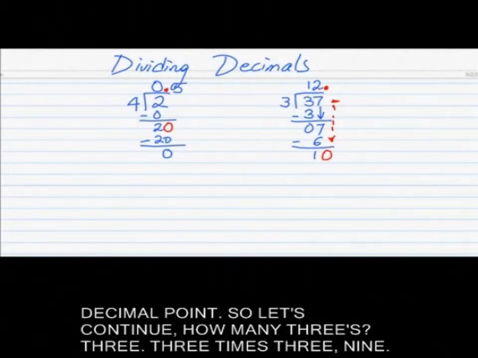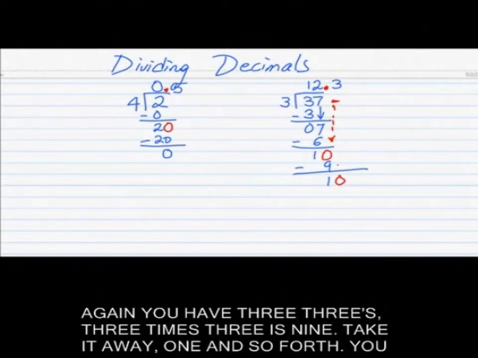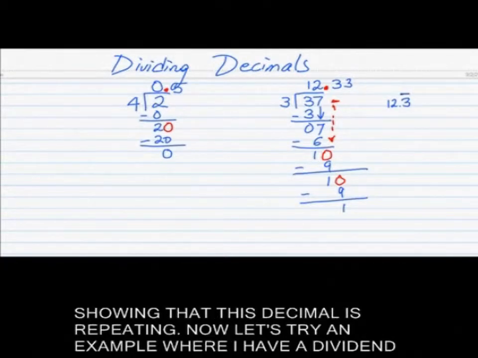So let's continue. How many 3's? 3. 3 times 3, 9. Take it away, 1. And you can actually continue one more time if you want. How many 3's? Again, you have 3 3's. 3 times 3 is 9. Take it away, 1. And so forth. The answer would be 12.3, and since it's repeating, you can put a hat in there showing that this decimal is repeating.